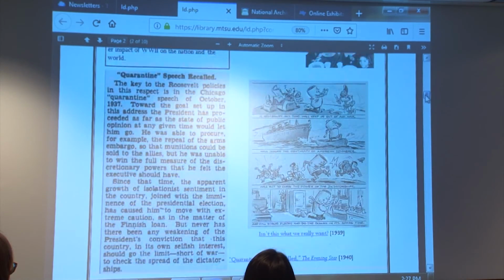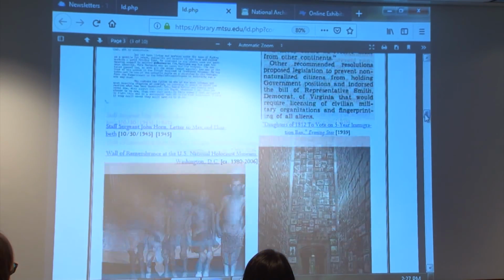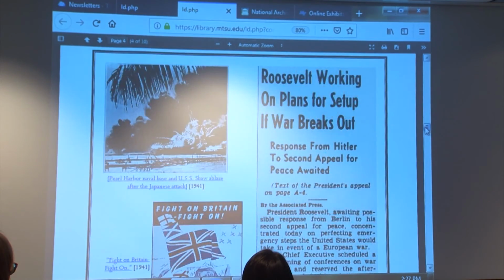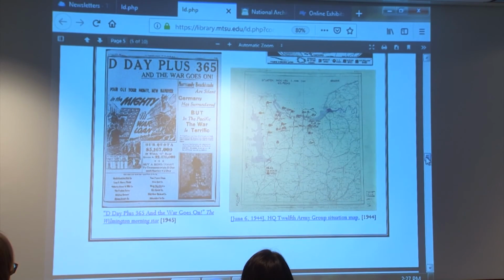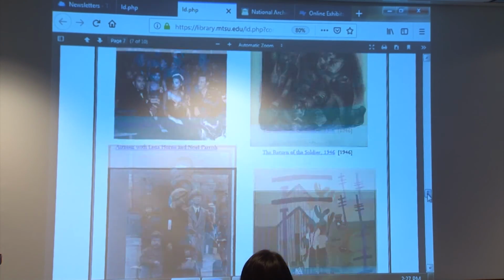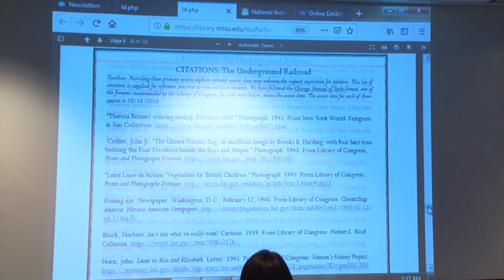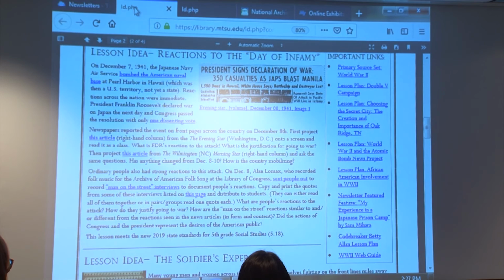So there's that bill and that letter, the Holocaust. So all of these different sources, we try to get a lot of different formats, the situation maps, posters, photographs, political cartoons, art, and all that kind of stuff, and citations. So this is chock full, and it's a really good place to kind of pilfer when you're looking for good things to use in your class to engage your students.